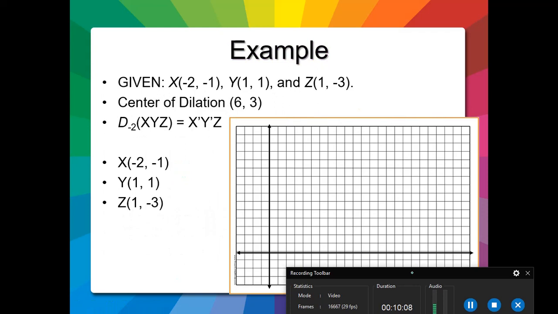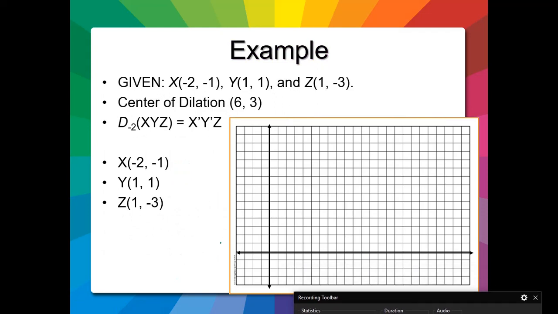For the next example, if your axes aren't already drawn on there, you should set them up. They need to be offset a little bit. We are dilating by a scale factor of 2, so it's going to be twice as big. But here, this is a negative scale factor, so it's going to flip to the other side of the center of dilation. So let me plot my triangle XYZ. And here's my center of dilation. So because it's a negative scale factor, we're going to be on the right side.